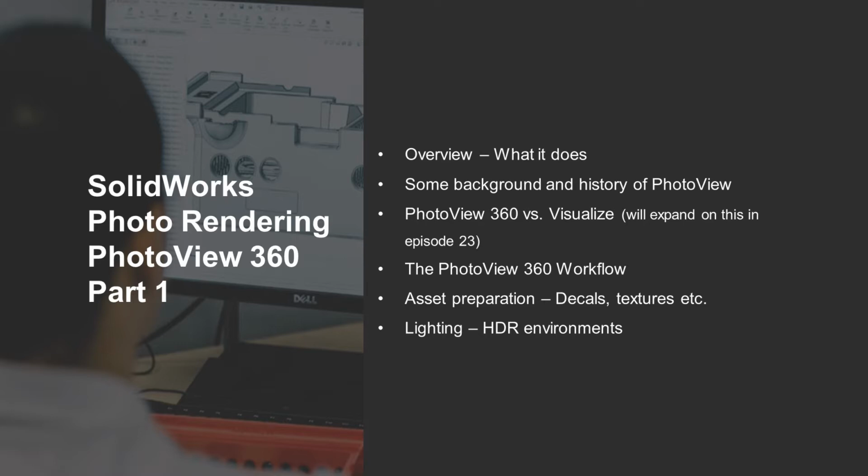Then we'll talk a bit about asset preparation, that is decals and textures, things like that that you need to prepare ahead of time before you render. And then we'll get into the all-important subject of lighting and how the model can be best lit for photorealism using HDR. And that, I think, will be all I can cover in this episode. In the following episode, we'll get more into the other parts of the workflow. So let me just get started then with this episode.